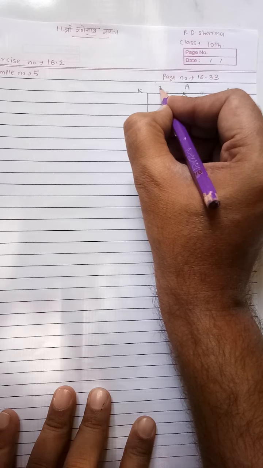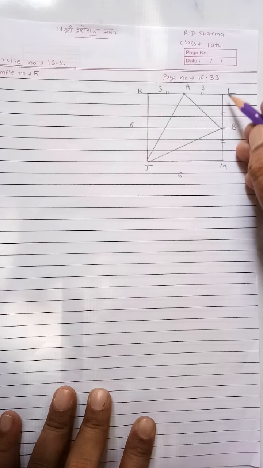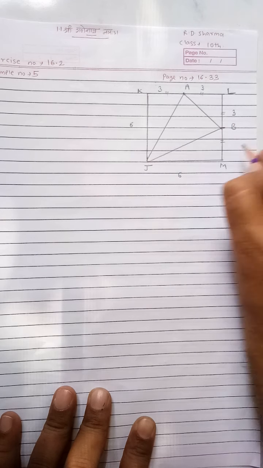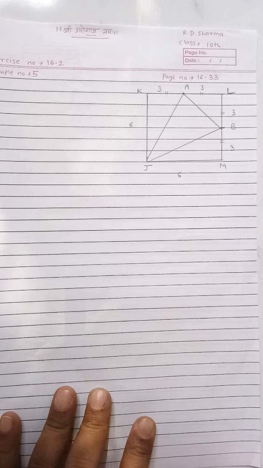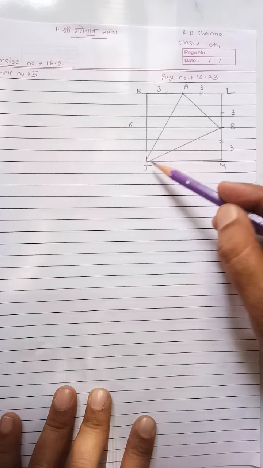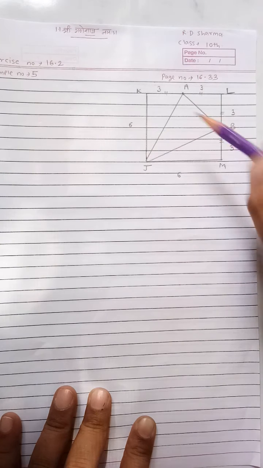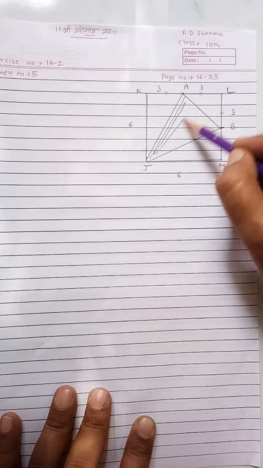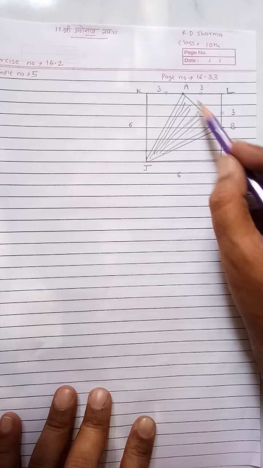So KA is equal to 3 and AL is also 3. B is the midpoint of LM. Means LB is equal to 3 as well as BM is equal to 3. We want to find the probability of the point being in the interior of triangle JAB. What we want to find? We want to find the selected point is from the interior of the triangle JAB.